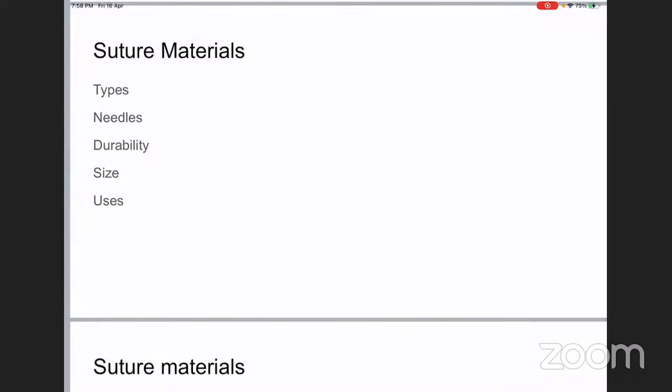Then there is something between absorbable and non-absorbable, and that is delayed absorbable. We have one classic example for that. Any guesses of a delayed absorbable suture material? I can't hear you. Louder, please. Okay, it is polydioxanone, or PDS. So PDS is a delayed absorbable suture material.